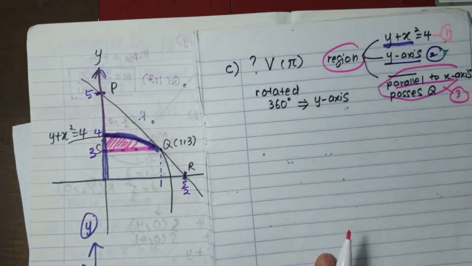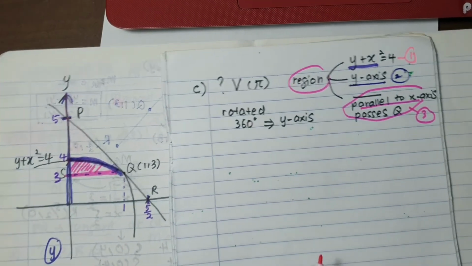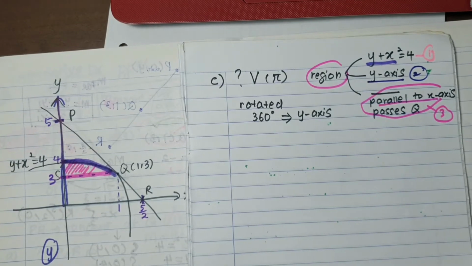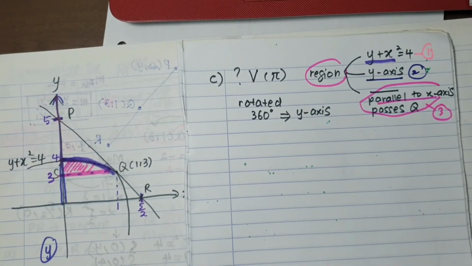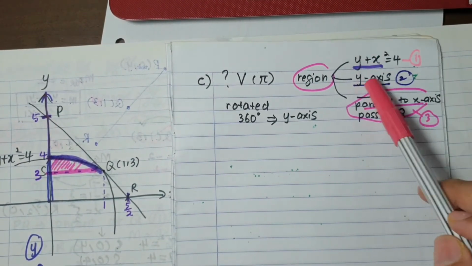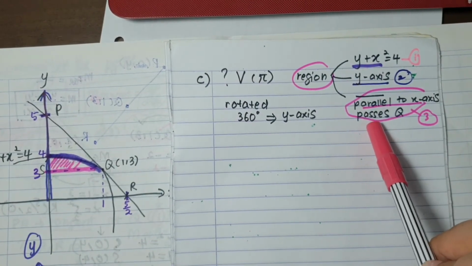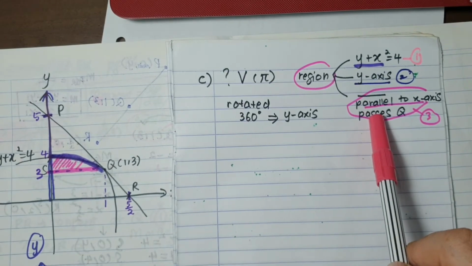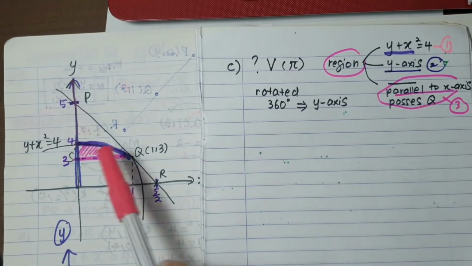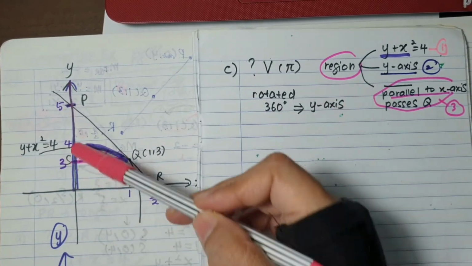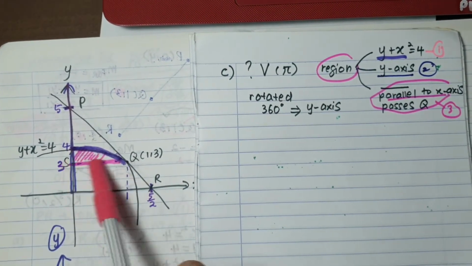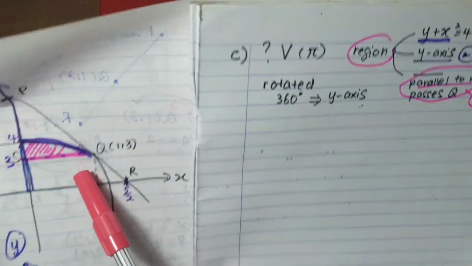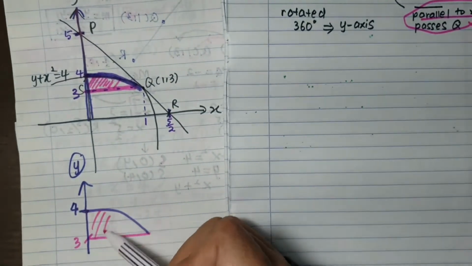So if a question like this comes out, you must read, underline. You must know where is the region. So how to determine where's the region? Read the question and then see how many graphs are involved. Bounded by this graph and this graph. So determine one by one where's the graph. So bounded by the curve, the y-axis, and the straight line which is parallel to the x-axis and passes through point Q. So this is the region.